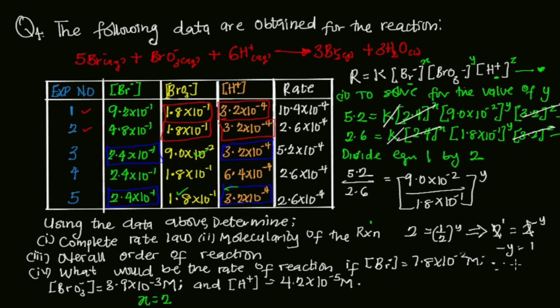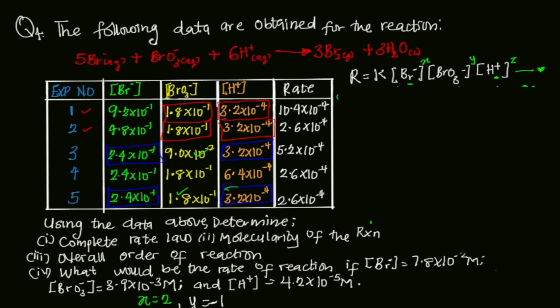So in that case, this and this are the same, so I'm going to have minus y equals 1. Therefore y equals minus 1. Exactly. So y equals minus 1, so I can write it out here that y equals minus 1. That shows that the order of reaction with respect to bromate here is minus 1.